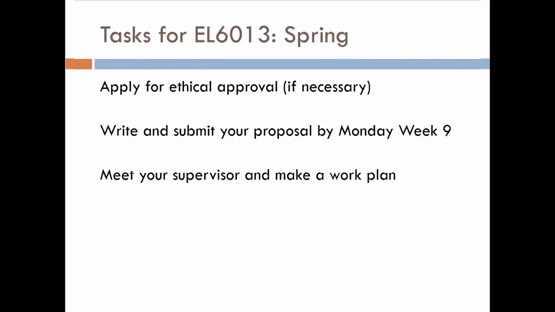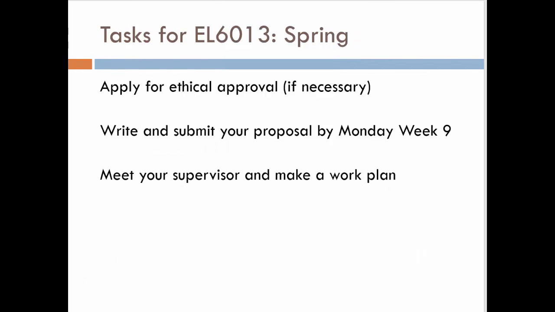Then, by the spring semester, you need to be applying for ethical approval, and if you're doing a development project, you need to apply to the February meeting to ensure you have time to get approval and conduct the needs assessment for your proposal. You need to write and submit the proposal by Monday of week 9. And you also need to meet your supervisor during the spring semester and make a work plan, so that by the time you've completed all other coursework at the end of the spring semester, you'll be ready to start undertaking the work for the dissertation or development project and really hit the ground running.